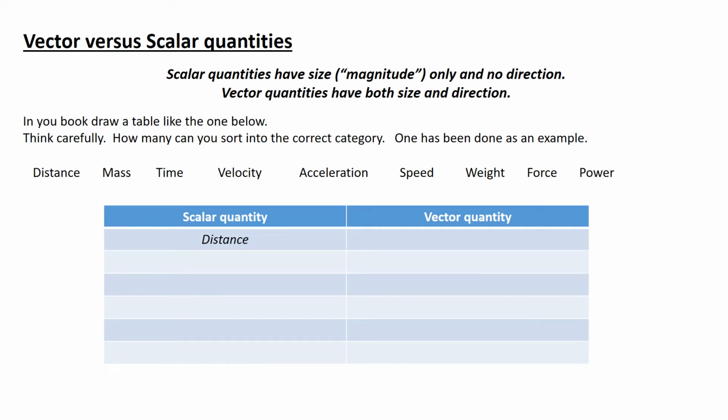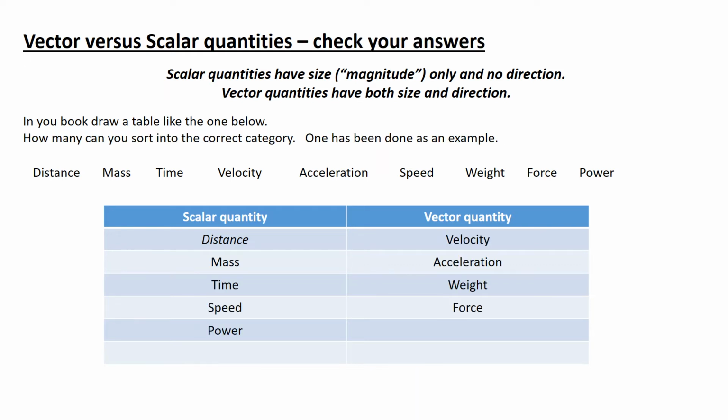Okay, so what did you get? Distance has already been done for you. Mass, okay, is a scalar quantity. Time, speed, and power, they are all scalars. Whereas velocity, acceleration, weight, and force are all vector quantities. And you can see that often through the units that they're expressed in.